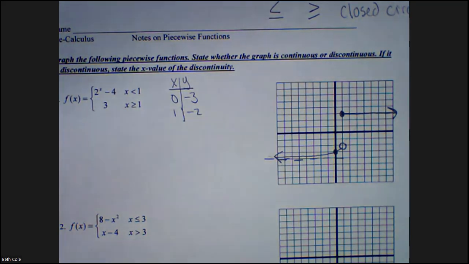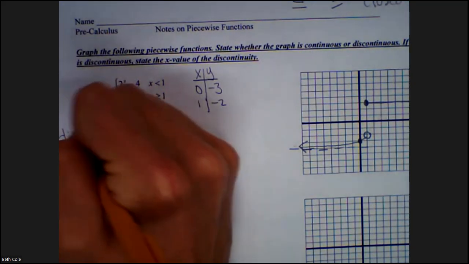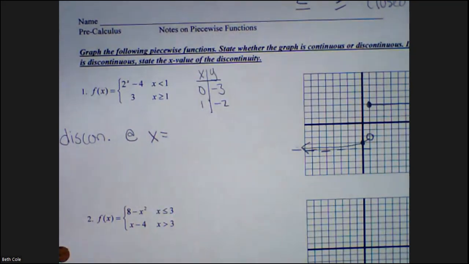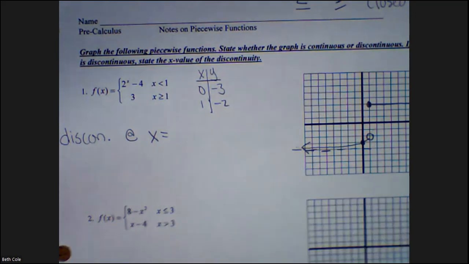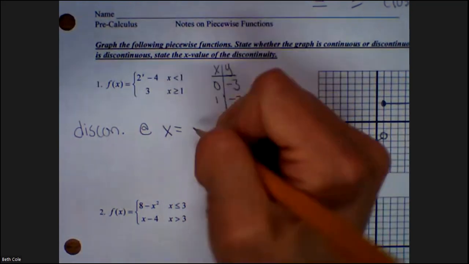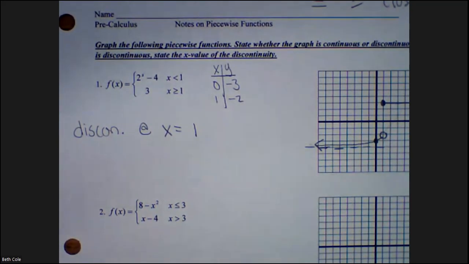And so is this function continuous or discontinuous? Discontinuous, and we'll abbreviate. And you should always say where, at what location. So discontinuous at x equals 1. Good.